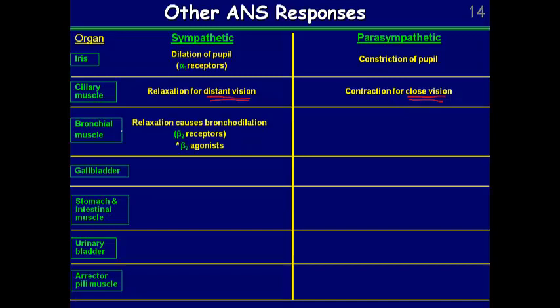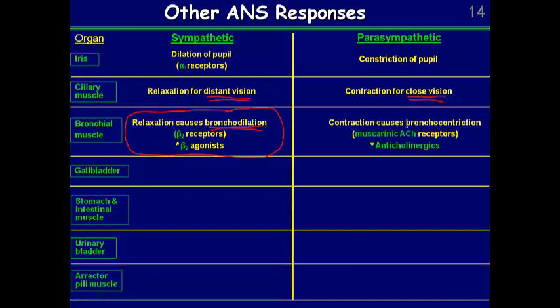Bronchial muscle. So the bronchial muscle is all about letting more or less air into the lungs. If you bronchodilate, your airways get larger and more air can enter the lungs. That's a sympathetic response. And again, air carries oxygen. We need oxygen for energy production. So we're going to dilate our airways using sympathetic neurons. Parasympathetic neurons constrict our airways. When we're at rest, we don't need a lot of air in our lungs because we don't need a lot of oxygen for cellular respiration.